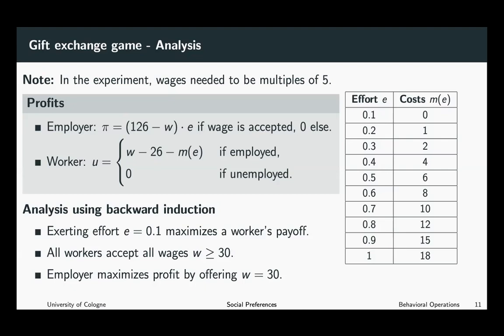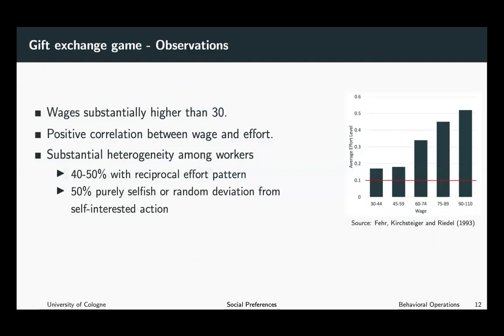Now let's look at the empirical findings. What do we see? We see that wages are substantially higher than 30. We see a clear positive relation between wage and effort. The higher the wage, the higher the average effort. That is what you can see on the right-hand side. So on the x-axis, there's the wage. On the y-axis is the average effort level. So you can see a clear positive correlation between wage and effort.